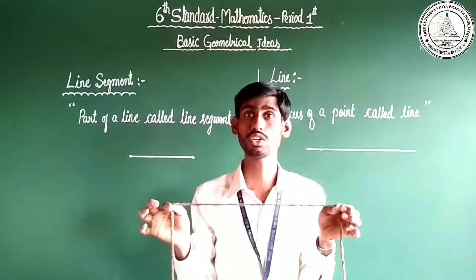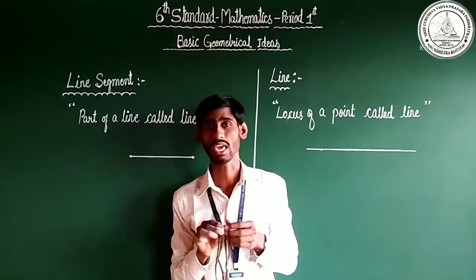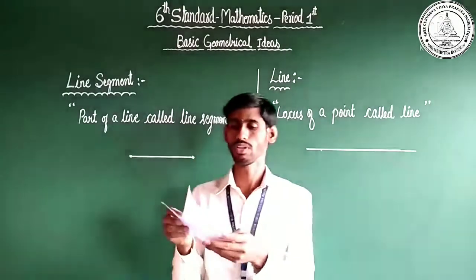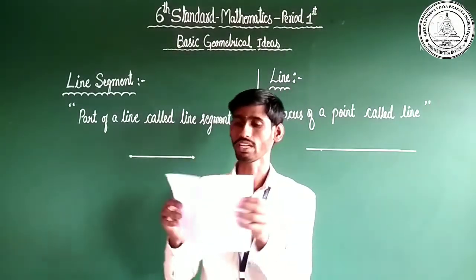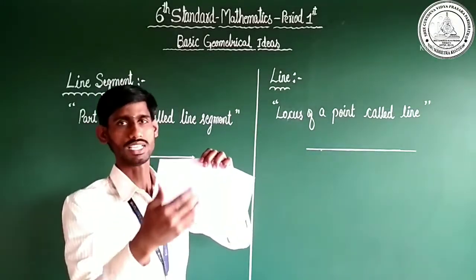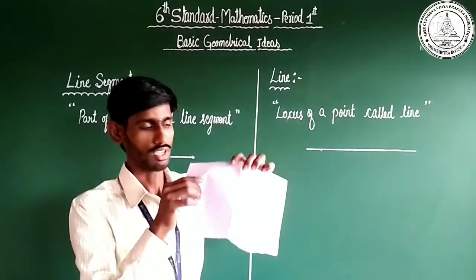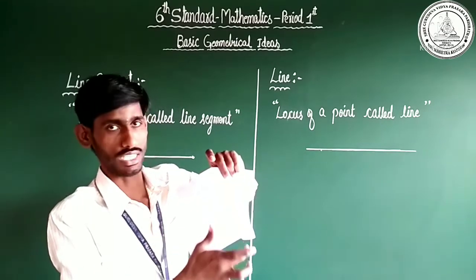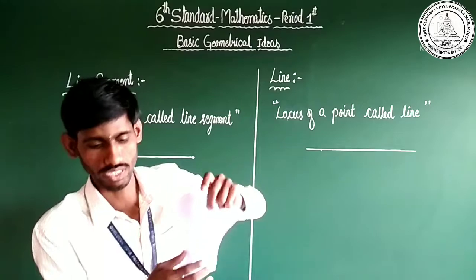And also you have observed a blade. Two blades are an example of a line segment. And take a paper, fold it and once again unfold it. The first step is fold and the second step is unfold. So here is a line, an example of a line segment.